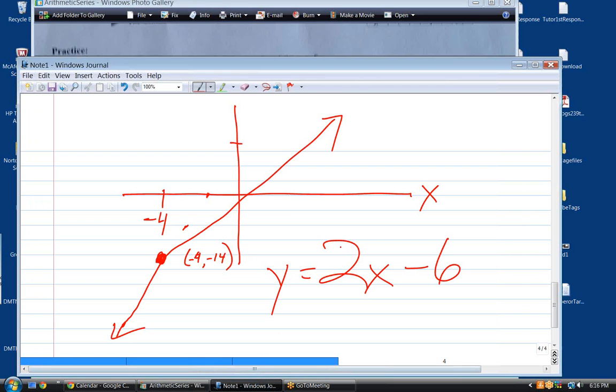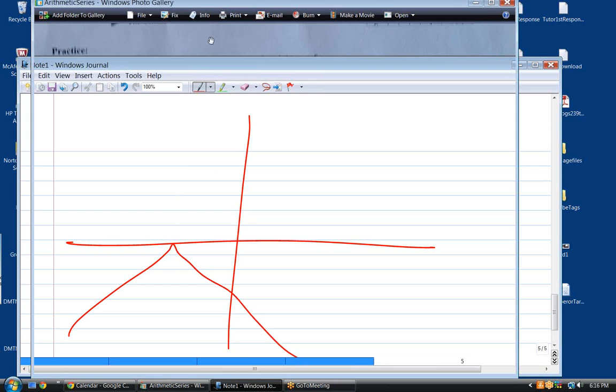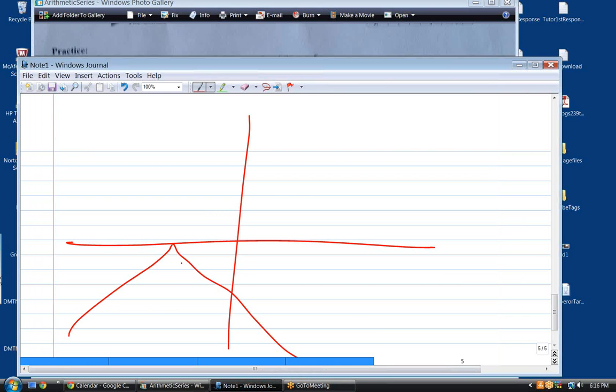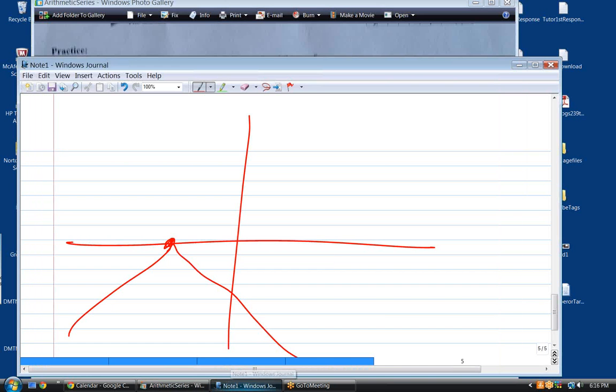The other one looked like, to the left of 0, it was x plus 6. And to the right of 0, it was negative 3x. Oh, hold on. This doesn't have a range of all reals. In other words, it's x plus 6 to the left, which is this line right here, and then it's minus 3x to the right of 0.